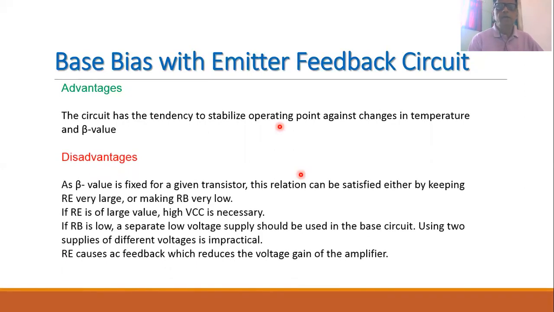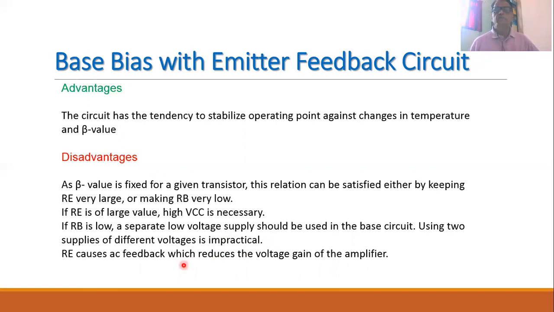But when the beta value is fixed, then we need to keep RE very high, or we need to keep RB very low. If we keep RE very high, then a high positive voltage or high supply voltage is necessary. If we keep RB very low, then you need to use a separate source for the base and collector. That is, in the same circuit, you need to use two different sources, one for the base and one for the collector. And this is practically not good.